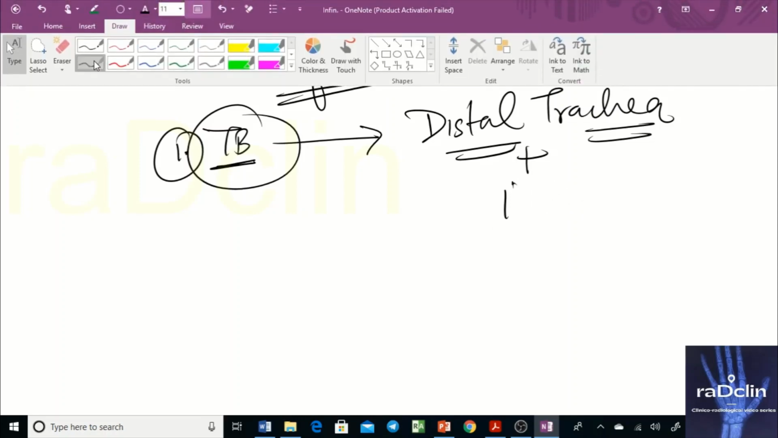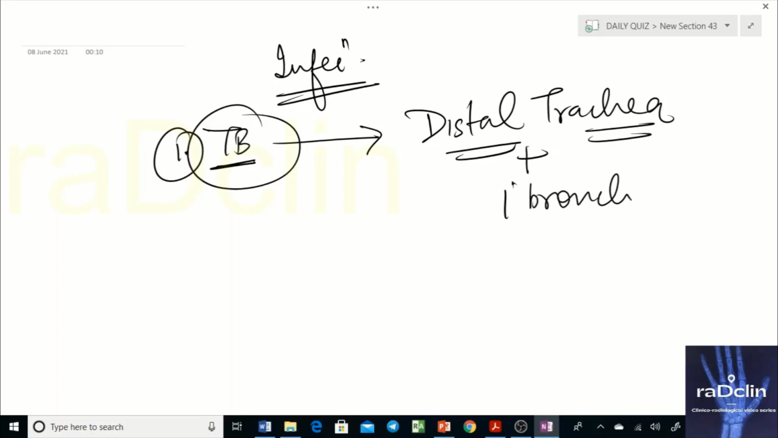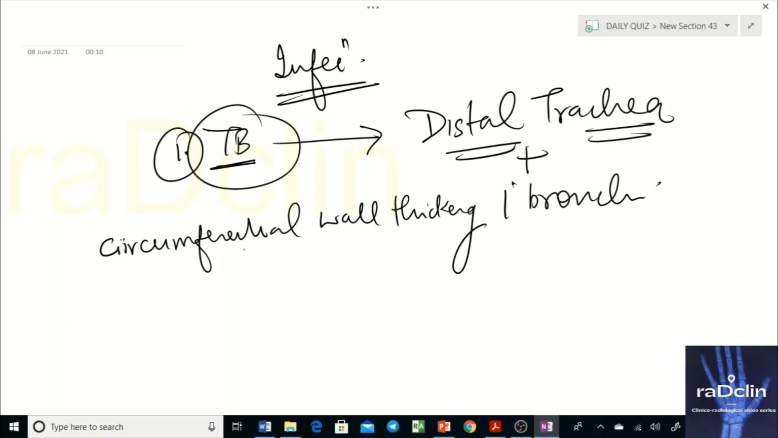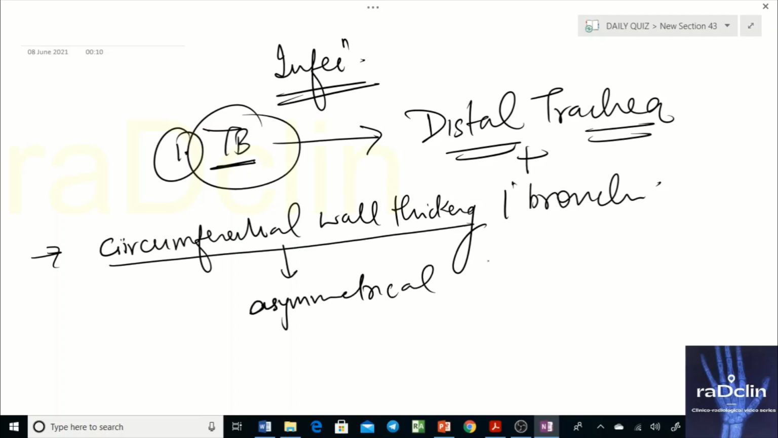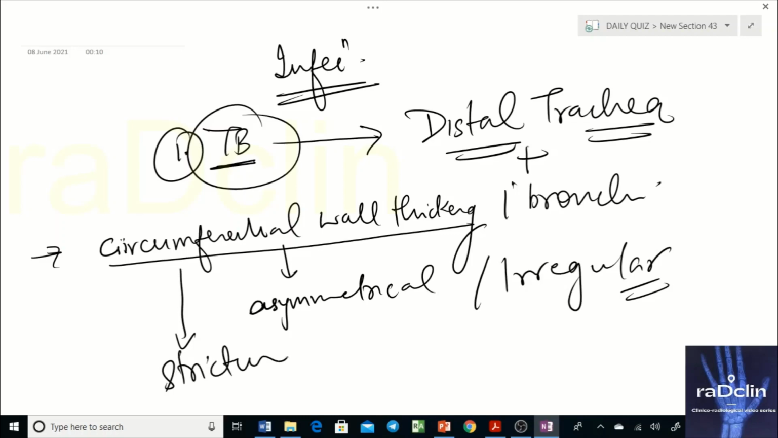So let me write this. Distal trachea, and what will it cause? It will cause circumferential wall thickening. There is no particular sparing here, but this circumferential wall thickening would be asymmetric or symmetric? It will be asymmetric and irregular. And it will ultimately form a stricture later. So that is what is seen in tuberculosis.